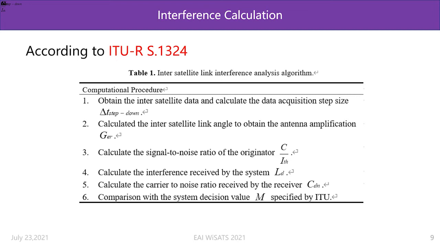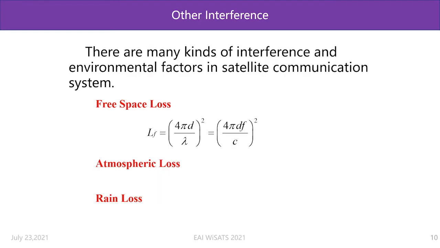So then, according to the ITU RS1324, the overall algorithm processing is shown in the table. And there are many kinds of interference and environmental factors in the satellite communication system. One, considering the interference between satellites. The free space transmission model is generally considered, and the atmospheric loss and rain loss are also considered.